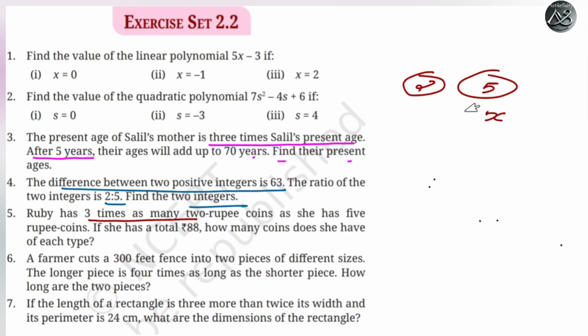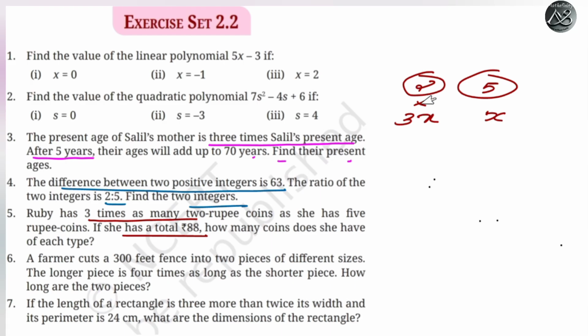ഇത് എത്രയാണോ ഉള്ളത് അതിന്റെ 3 times ആണ്. So the number of 2 rupee coins is 3x. And it is given that she has a total amount of 88 rupees. 2 rupee coin 3x എണ്ണമുണ്ട്, 5 rupee coin x എണ്ണമുണ്ട്. So how to find the total amount? The total amount, first we need to multiply this.